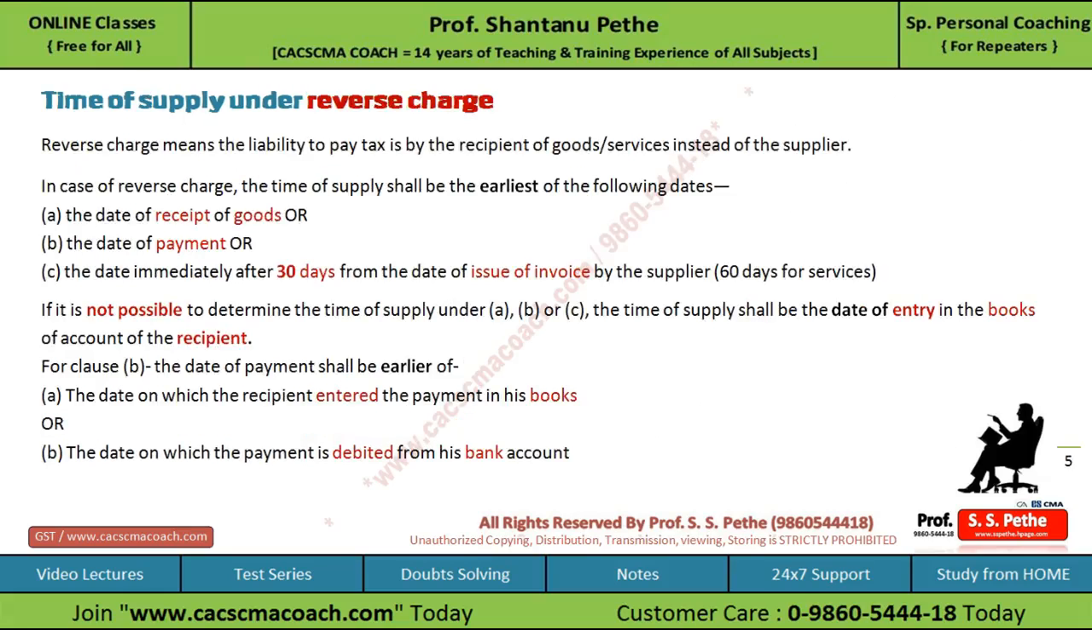Now let's see the time of supply under reverse charge cases. So first understand what a reverse charge case is. Normally the person who is supplying the goods is liable to pay the tax to the government. That is, whenever this supplier supplies goods to another person, he is supposed to collect the GST from the recipient of goods and deposit it to the government. But there are few cases, situations where the recipient of goods is supposed to pay the tax directly to the government and not the supplier of the goods. This is called the reverse charge cases.